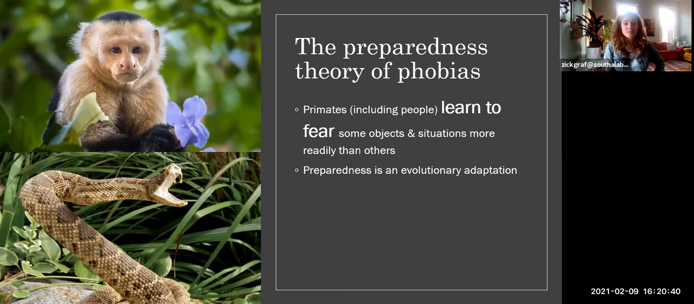This is a universal tendency of humans to have phobias of certain objects, and that tendency is shared with our primate relatives. So primates learn to fear some objects and situations more readily than other objects and situations. And those objects and situations usually correspond to the real dangers that they face in their natural environment, their environment of evolutionary adaptation. So preparedness to develop phobias, to develop a negative conditioned association with an object or stimulus, is an evolutionary adaptation that helps apes, that helps primates, that helped our ancestors survive in the environment of evolutionary adaptation.